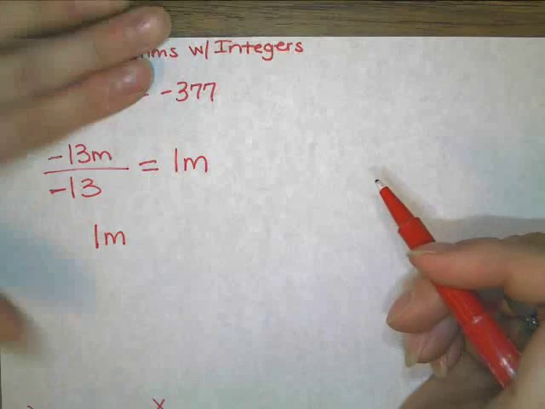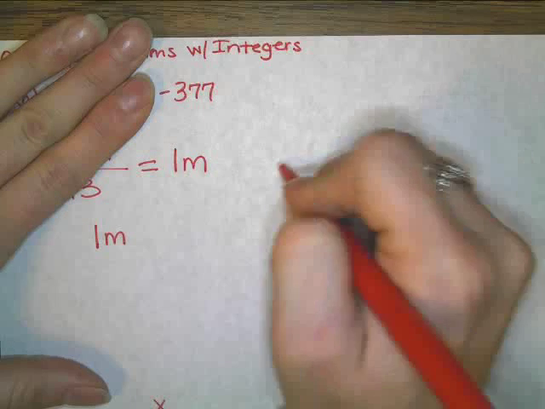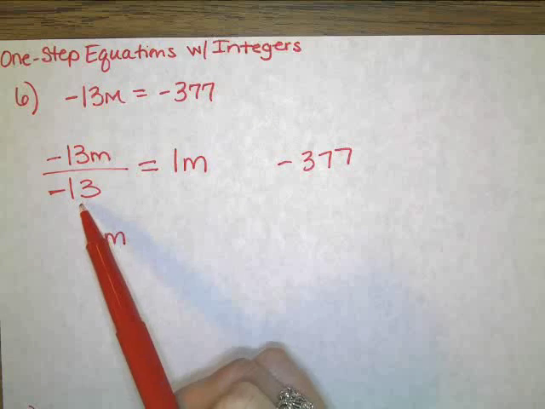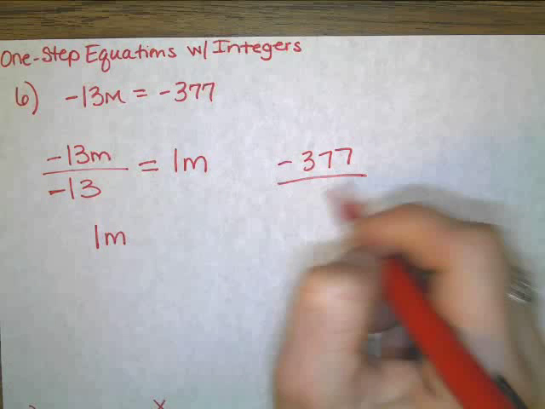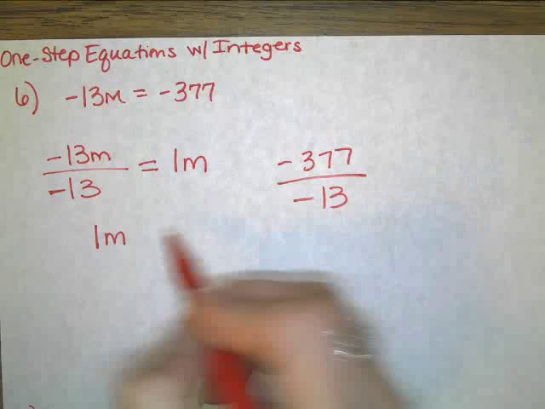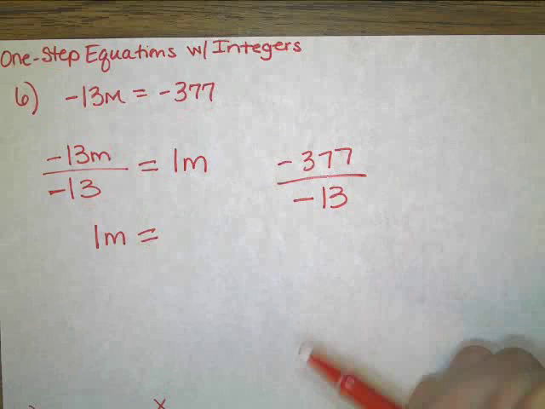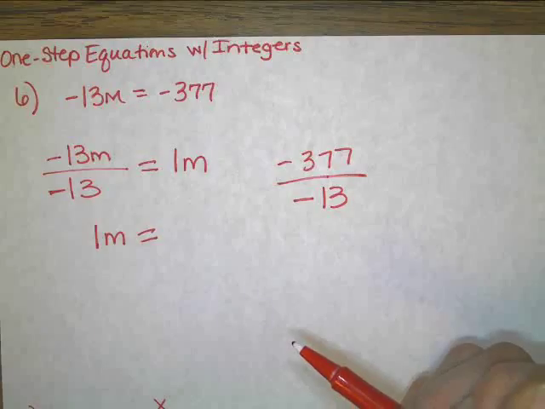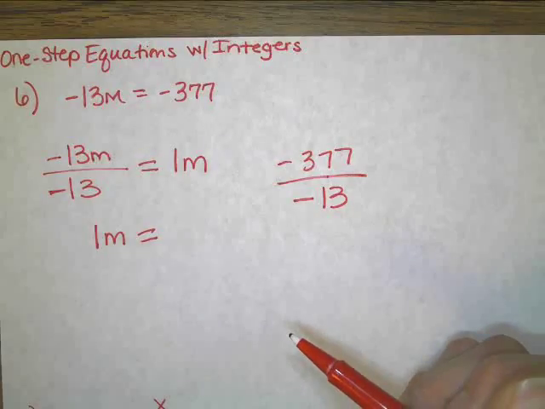Now I'm going to go to my other side of the equation, this negative 377. What did I do here? I have to do it here. Someone do it so we get the right answer, for sure.